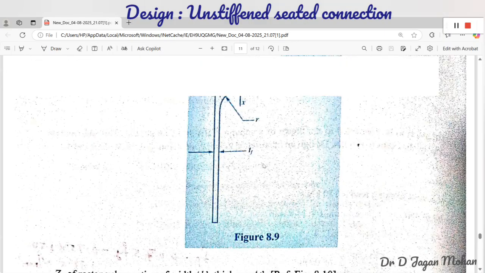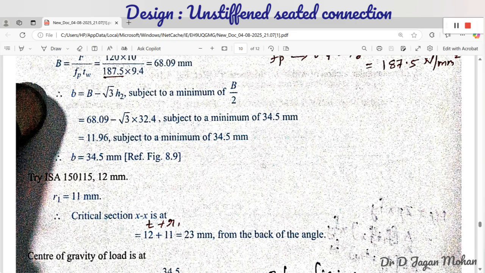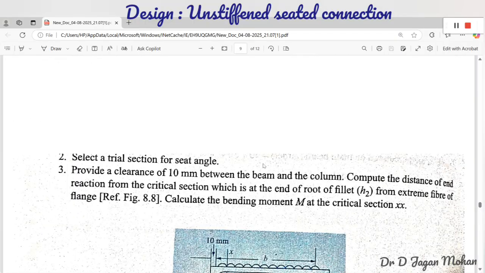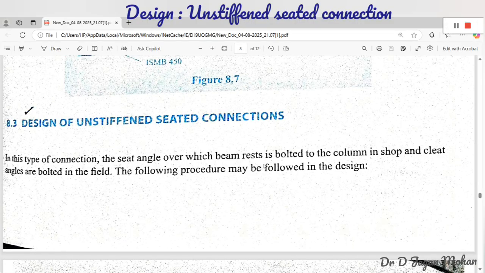We'll consider one problem, design of unstiffened seated connection. So a small procedure is there for this one. In this seated connection, the seat angle is bolted in the shop. That is, the seat angle will be connected to the column in the shop by means of bolts, and then the beam, the seat angle and the cleat angle will be connected in the field. That is the procedure in this one.